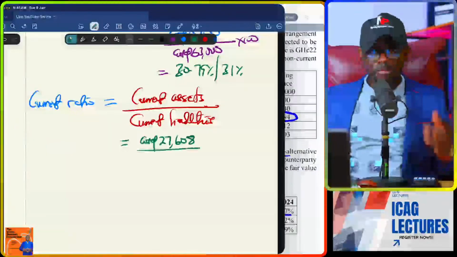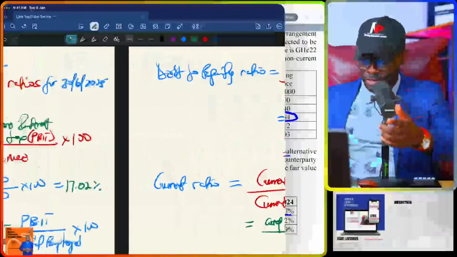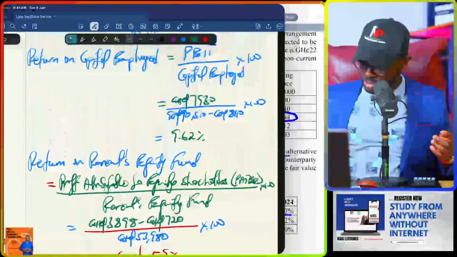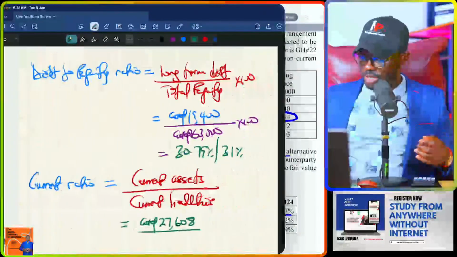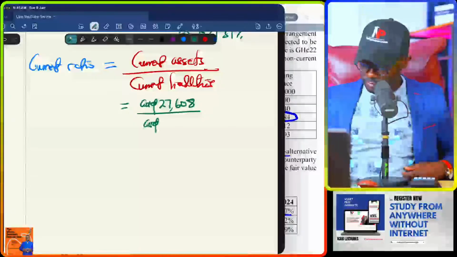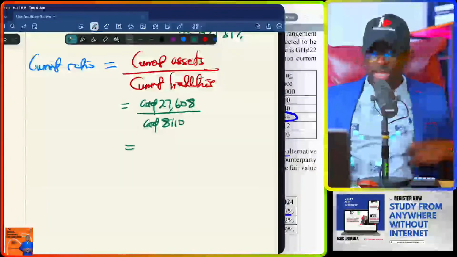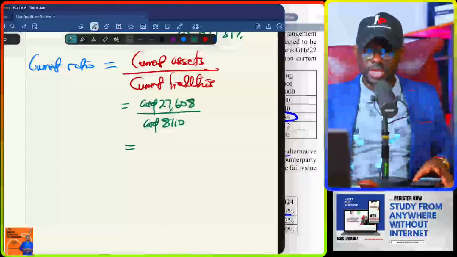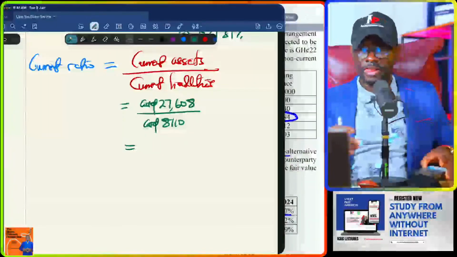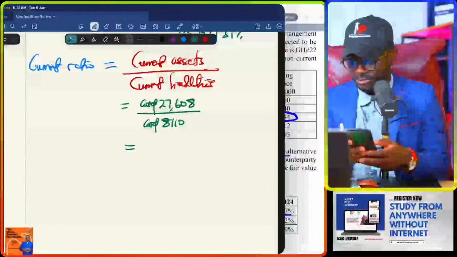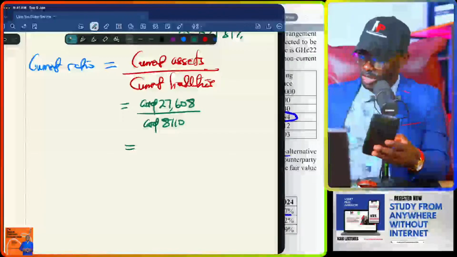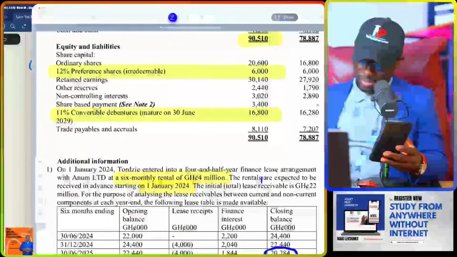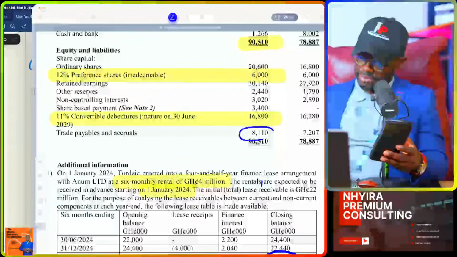27,608 divided by current liabilities. You remember we used current liability a moment ago somewhere. 8110. And boom, that is what we get as our current ratio. Divided by 8110. Let me confirm the current liability figure, please. Yeah, 8110.